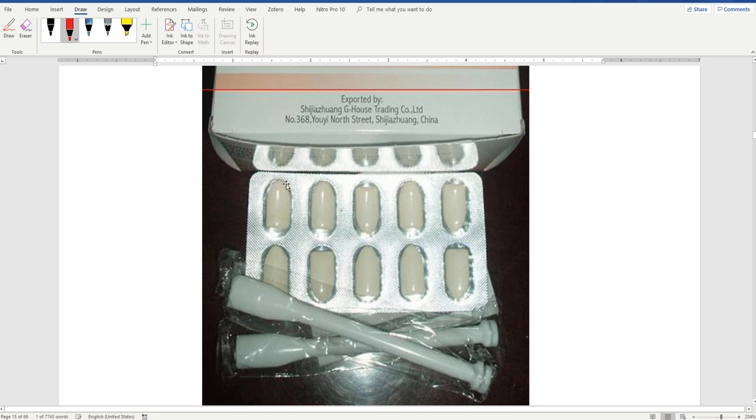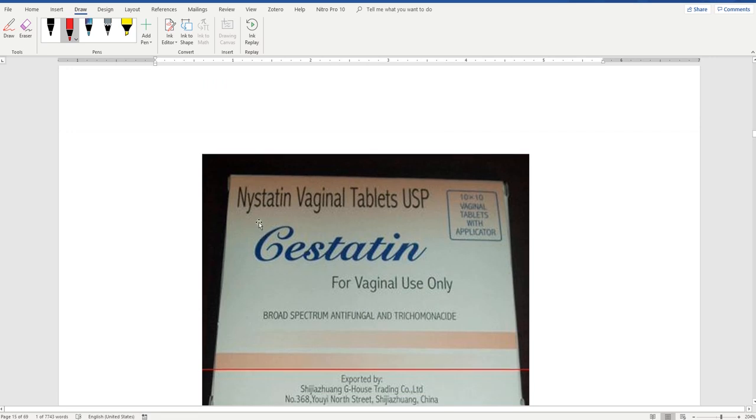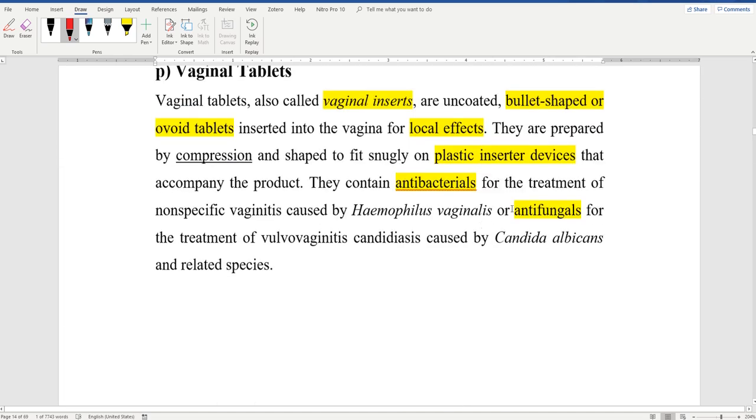So this vaginal tablet is inserted or fitted inside the applicator, and then it's inserted inside the vaginal area. But for what purpose you will need such tablets? طبعا you will use usually or in most cases it's for bacterial infection زي ما انتم شايفين here نستاتين مثلا, or antifungal, يعني it's used as antibacterial or antifungal agents.